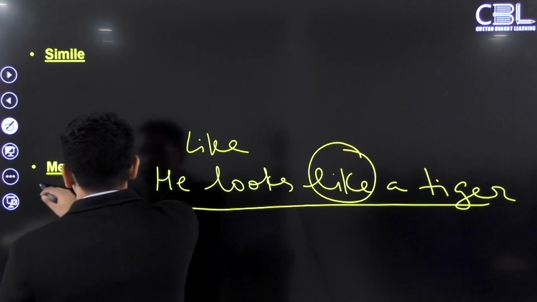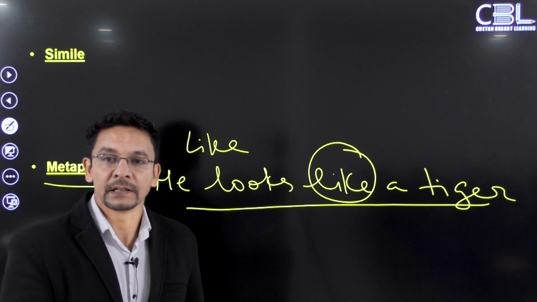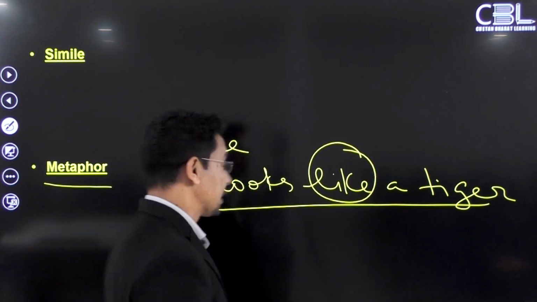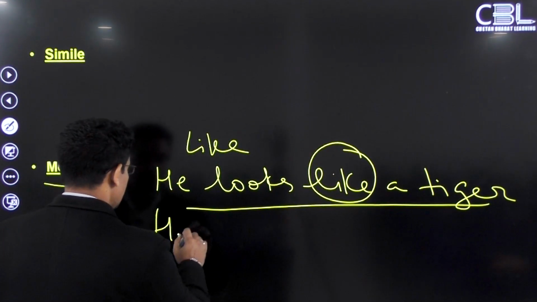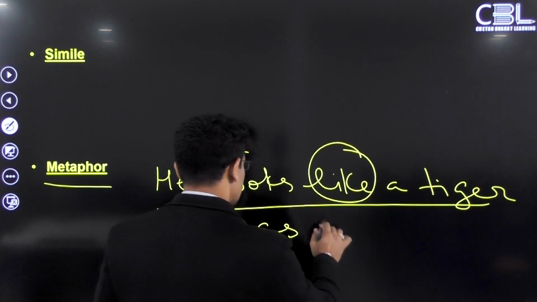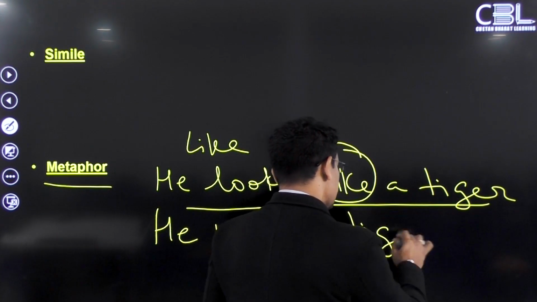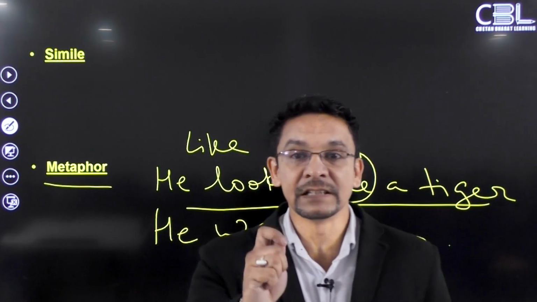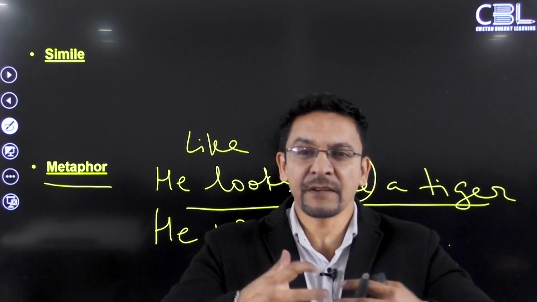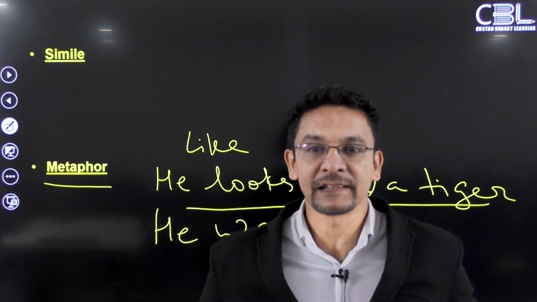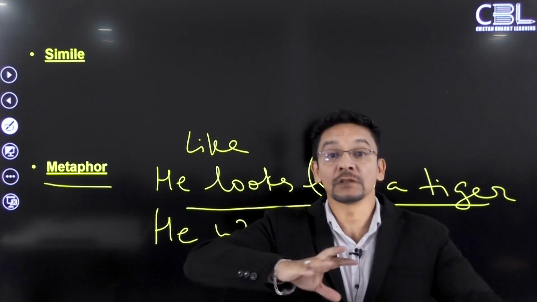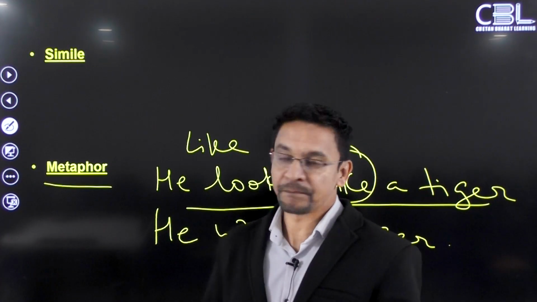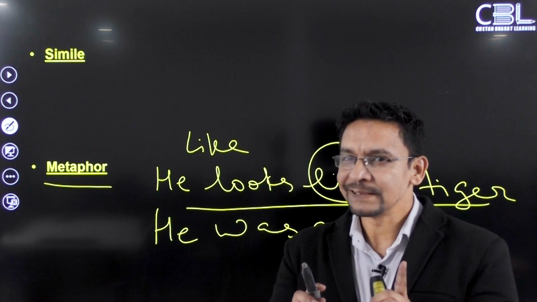Its opposite, metaphor. What is a metaphor? It is also used for comparison, but does not include the word like or as, for example, he was a tiger. So as a tiger, he might have roared first. Then he might have killed her. How? He must have pulled her intestines like that. Did you understand? So the intensity is very high when we use a metaphor. I hope this is clear to you.